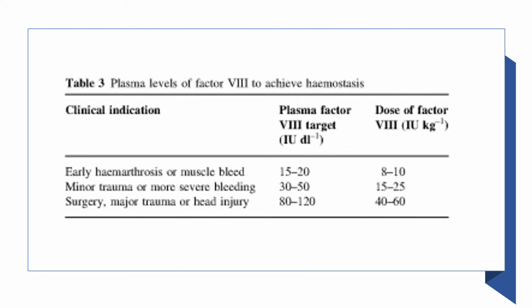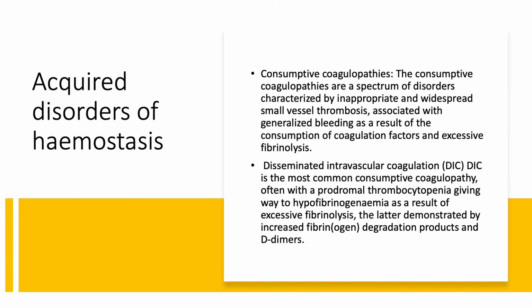Minor trauma or more severe bleeding, you want to maintain the international units of plasma factor 8 at around 30 to 50, and you will have to transfuse 15 to 25 international units per kg. And surgery with major trauma or head injury, you may have to maintain between 80 to 120. So you will transfuse a dose of factor 8 of 40 to 60 international units per kg.